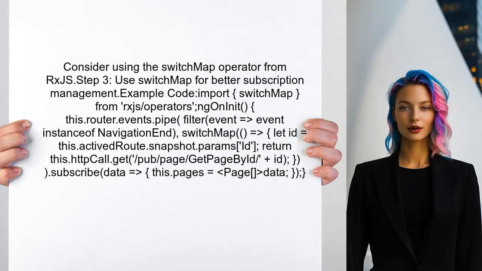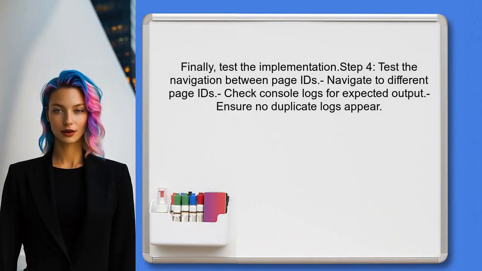Additionally, the user should consider using the switchMap operator from RxJS. This operator can help manage the subscriptions more effectively by switching to a new observable when a new event occurs. Finally, the user should test the implementation by navigating between different page IDs. They should observe the console logs to confirm that only the expected IDs are logged without duplicates.